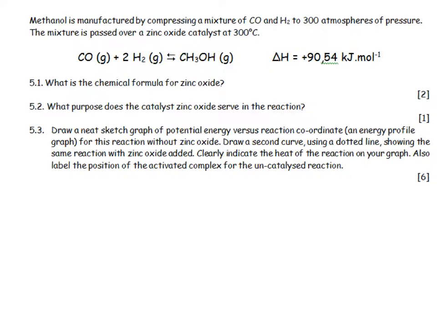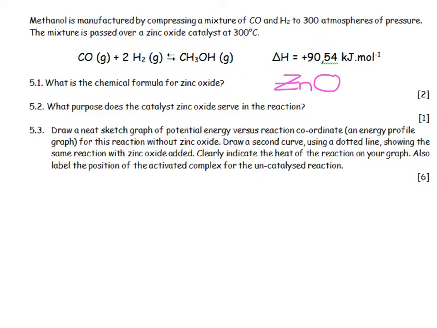Methanol is manufactured by compressing a certain mixture at a certain pressure, and then we put it over a zinc oxide catalyst, and here's the reaction given here. It is an endothermic reaction because of that plus sign on the delta H. What is the chemical formula for zinc oxide? You are expected to know that zinc has a valency of 2 and oxygen has a valency of 2, so it will be ZnO, which is fortunate.